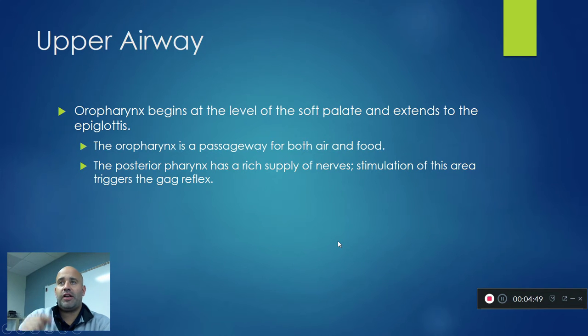Also, what I want you to think about is in that posterior portion, the vagus nerve actually runs down. And the vagus nerve, when stimulated, which it can be during laryngoscopy, whether it be video or direct, can cause a parasympathetic increase in tone. And so you might have some reflex bradycardia or hypotension.